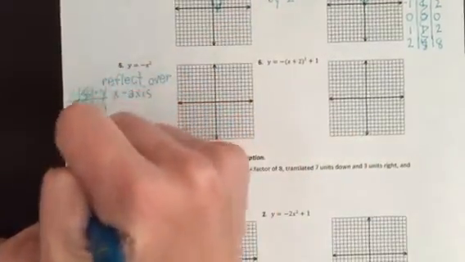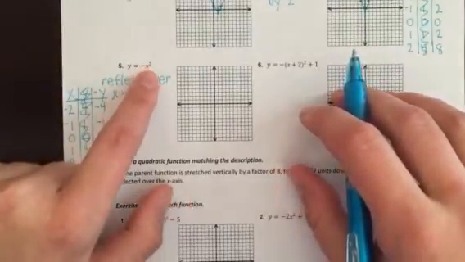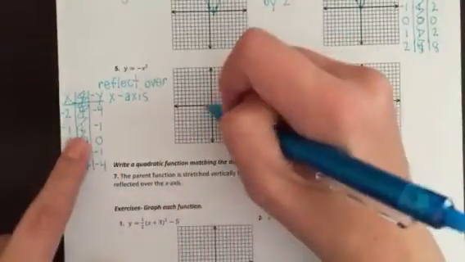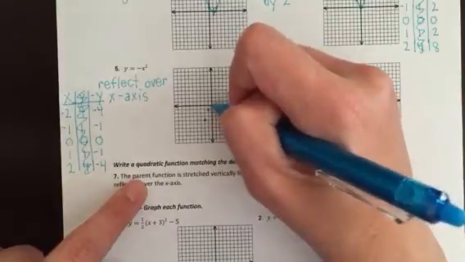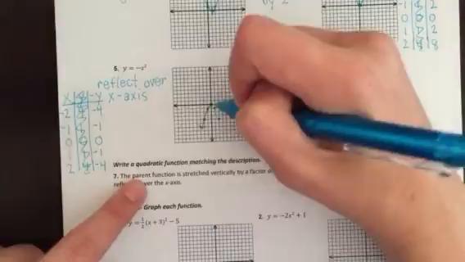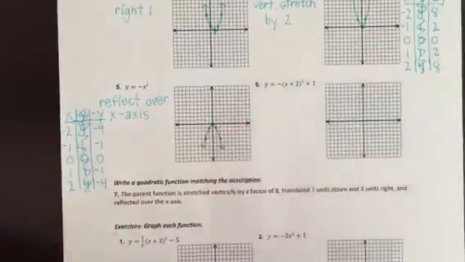So I'm no longer concerned with the original. Has my origin shifted? No. The only thing that's happened is the reflect. So I'm plotting all this stuff from the original origin. So -2, -4, -1, -1, 0, 0, so on and so forth. So as you can see, my graph from the parent function to this has reflected over the x-axis.